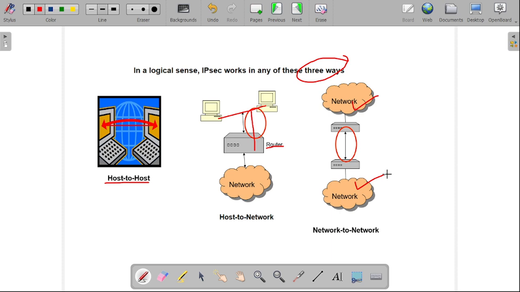These two networks are connected with the help of networking devices, and our protocol provides security to those devices. So these are the three different ways in which IP security provides security to different devices, as well as our hosts and our networks.